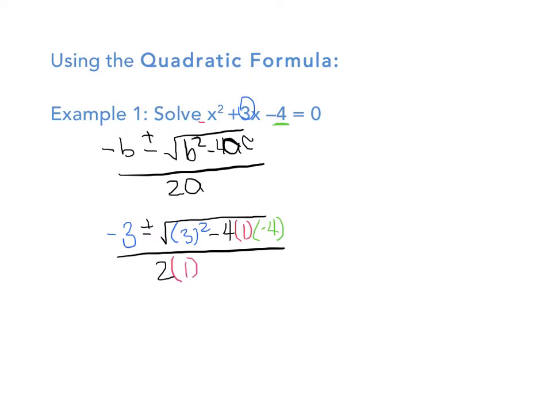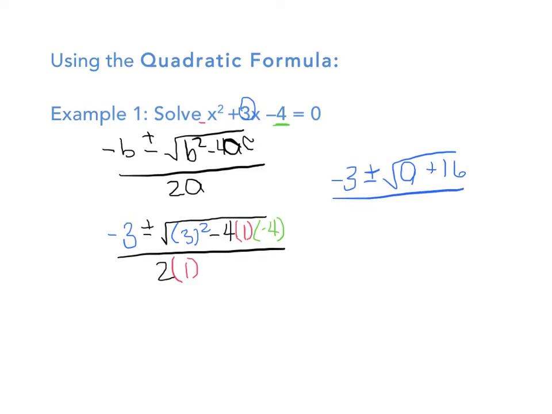And now we just evaluate this. So again, we have negative 3 plus or minus the square root of 3 squared is 9 minus, so it's negative 4 times 1 times negative 4, so that's a positive 16. So we have 9 plus 16 all over 2 times 1 is 2. We have negative 3 plus or minus the square root of 25 all over 2. That's negative 3 plus or minus 5 all over 2.